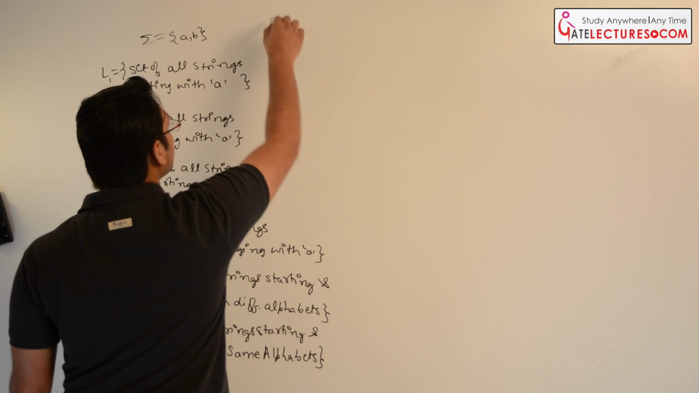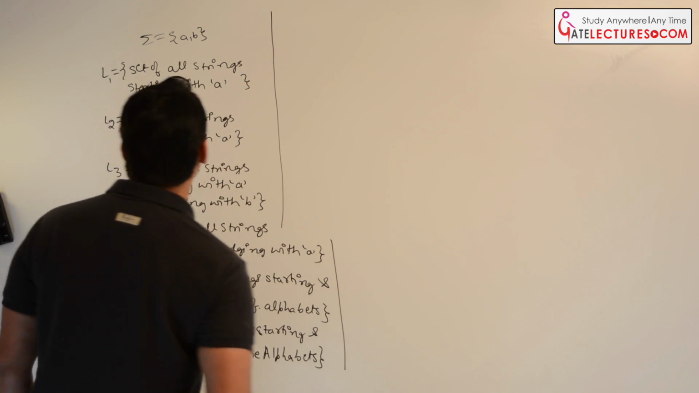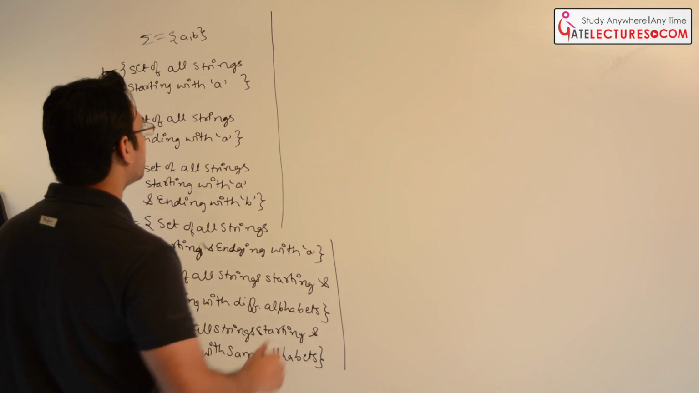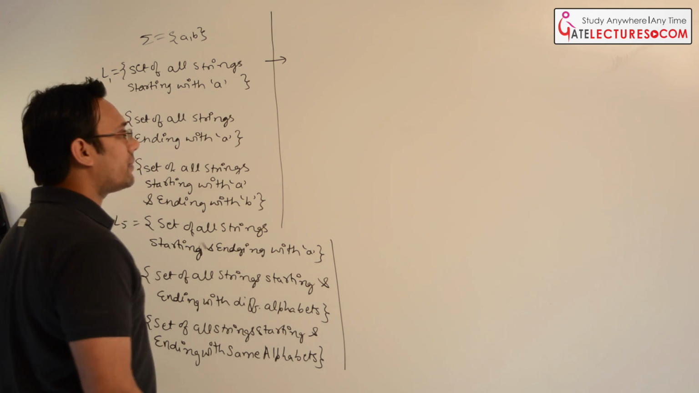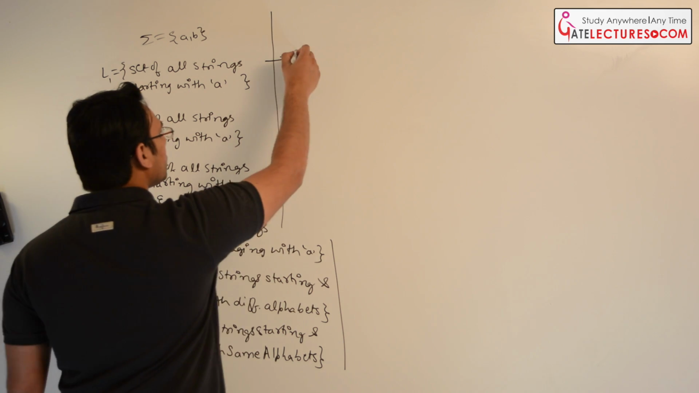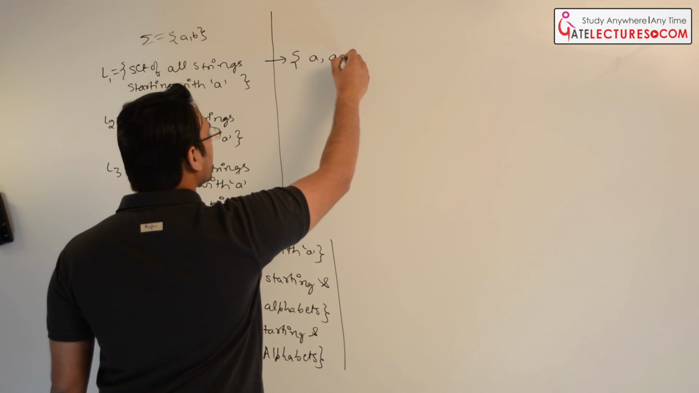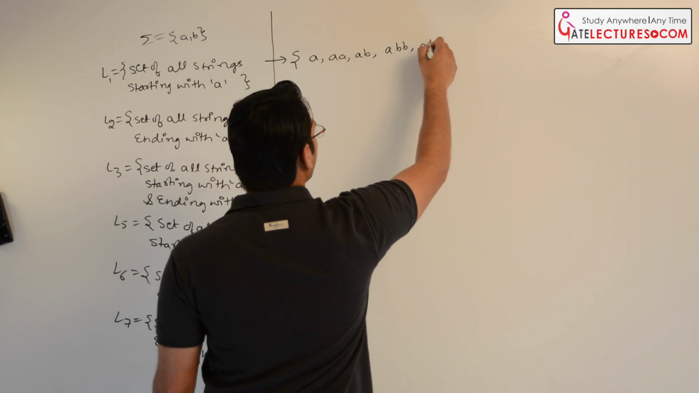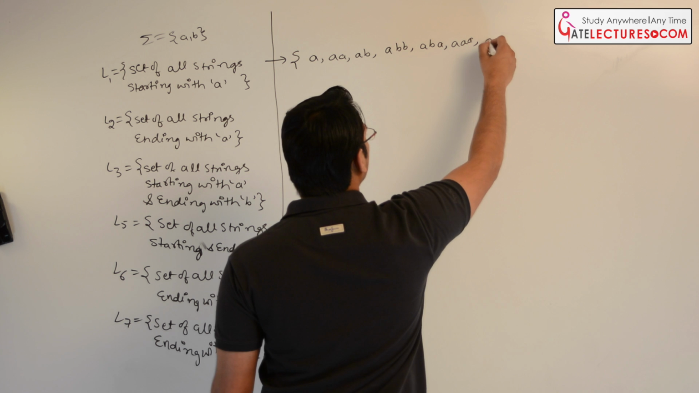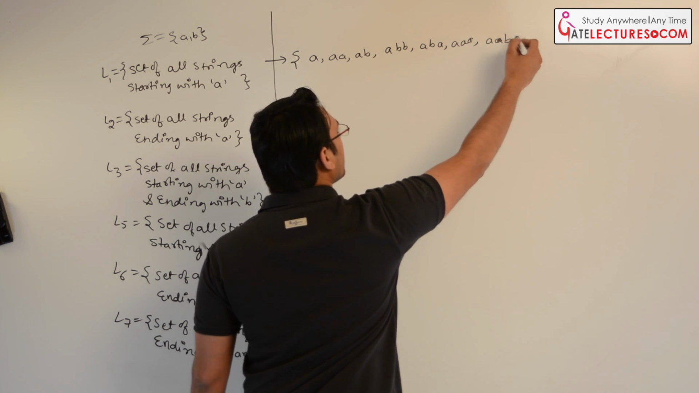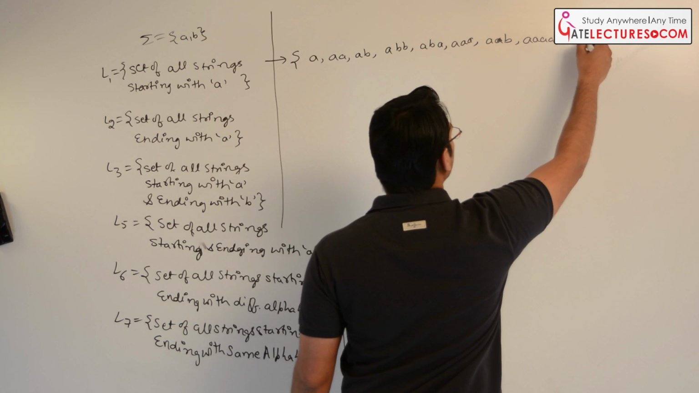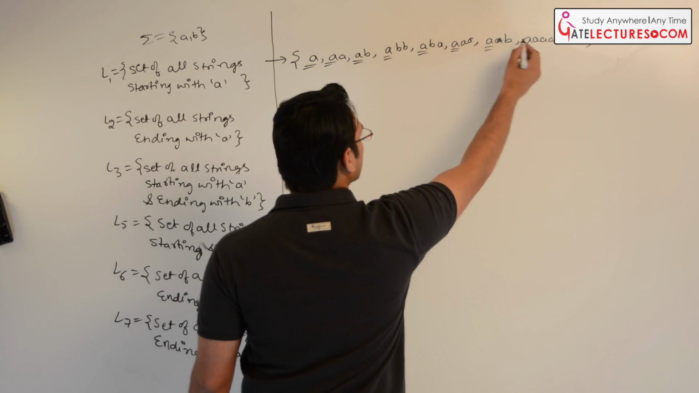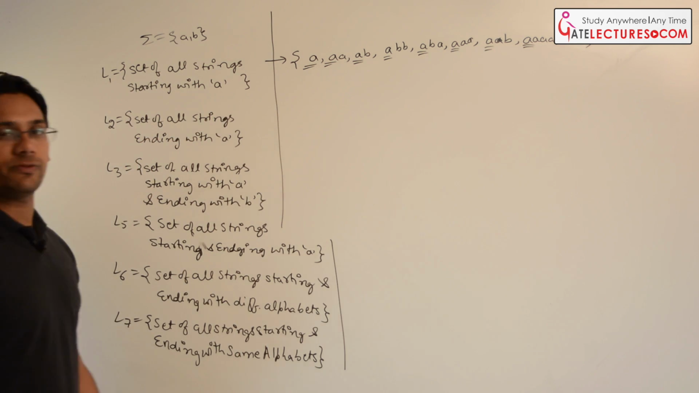So for the first example, we have the set of all strings starting with A, right? Now for this, what are the strings which will be present in the language? The strings will be A, AA, AB, ABB, ABA, AAA, AAB, AAAA, and so on. That means the initial symbol should always be A in this case.